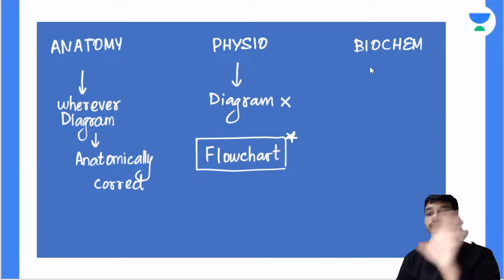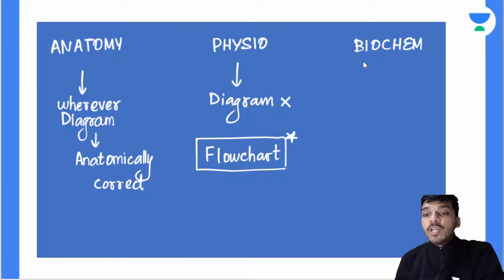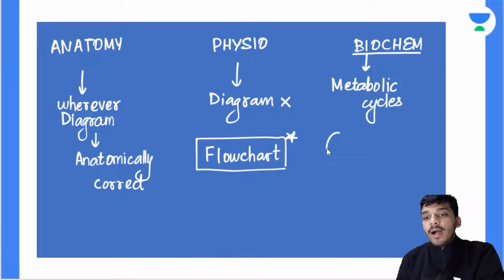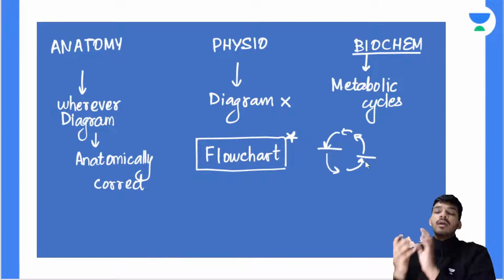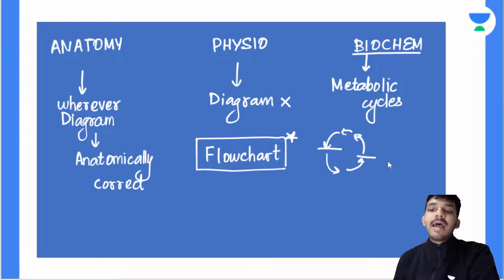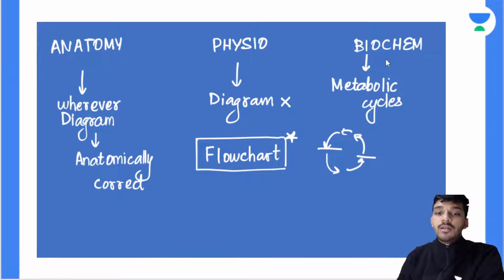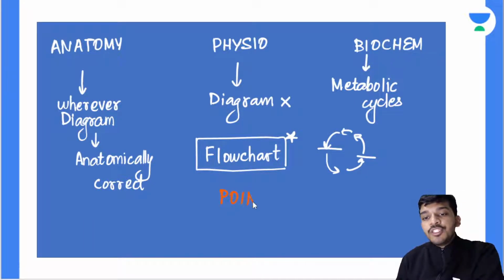Biochemistry, it's a whole different ball game, right? So in biochemistry, if you're able to draw metabolic cycles, that's amazing. Okay. So you should be able to draw the metabolic cycles. So for example, if you get a question on the Krebs cycle, just draw the cycle, and wherever you know that there is some inhibitor or there is some clinical correlate, you can always mention that in the diagram. So try to draw the cycles, try to draw the flow charts in biochemistry. Okay. And always write your answer in points, especially in physiology and biochemistry. Do not write your answer in paragraphs.